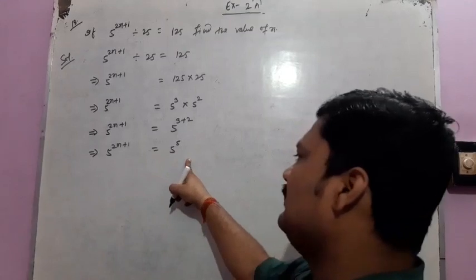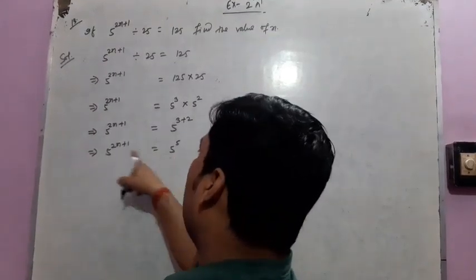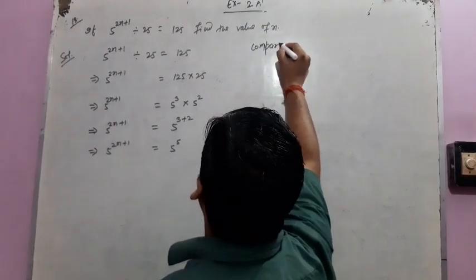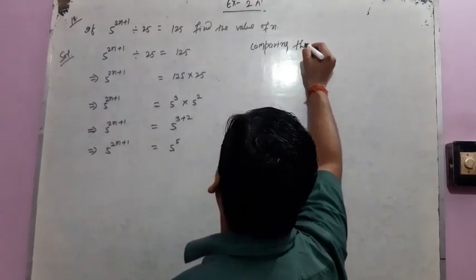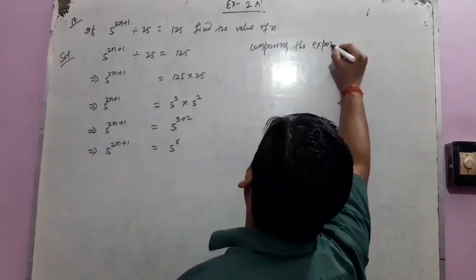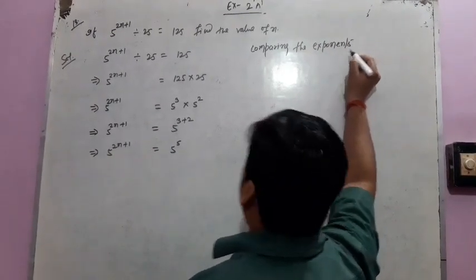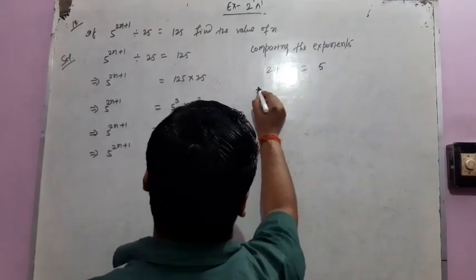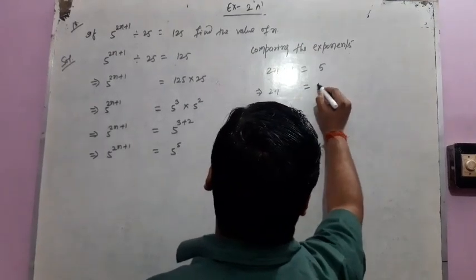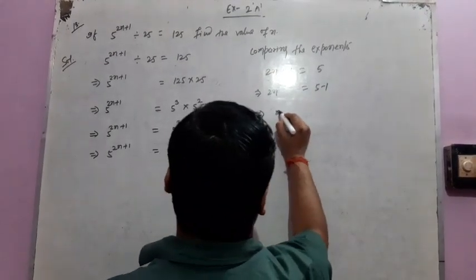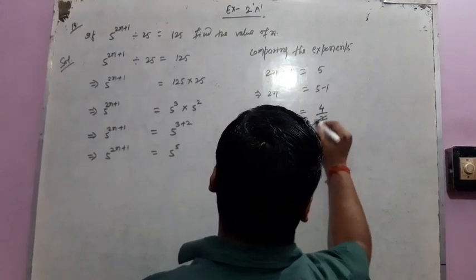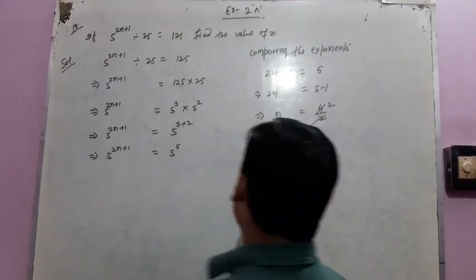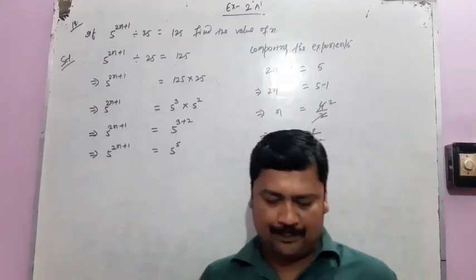Now on both sides the bases are equal, therefore their exponents are also equal. So comparing the exponents, 2x plus 1 will be equal to 5. Therefore 2x is equal to 5 minus 1. Therefore x equals 4 by 2. Therefore x equals 2. The value of x is equal to 2.